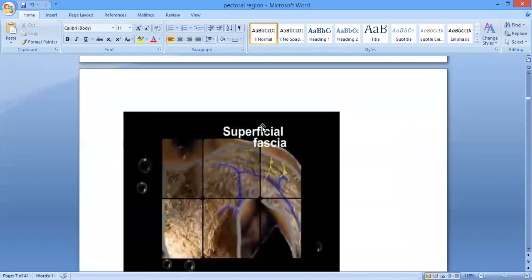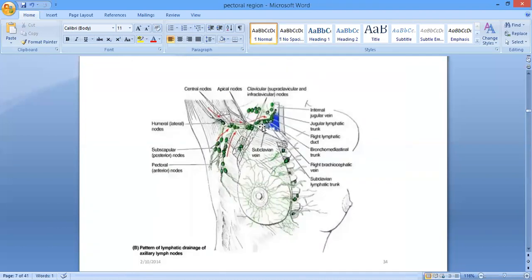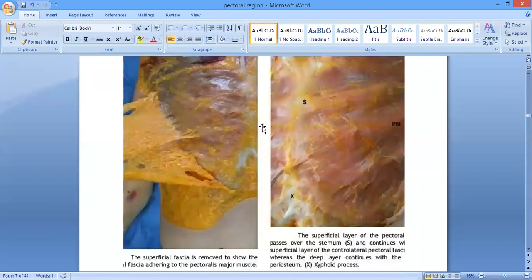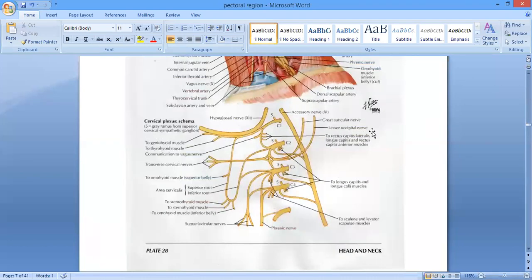What is the cervical plexus? What is a plexus? Let's tell this quickly, we don't have much time. It is a network of nerves, where nerves meet and arise. So it's a network of nerves together that are going to form a certain plexus to supply the muscular region in that specific area.